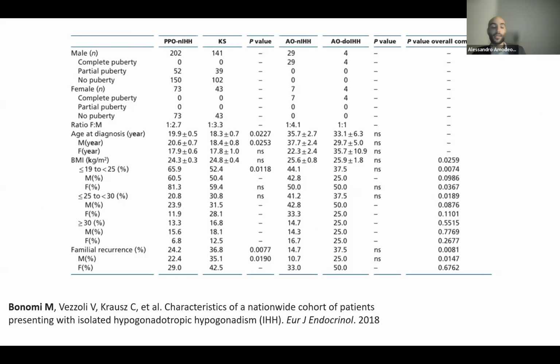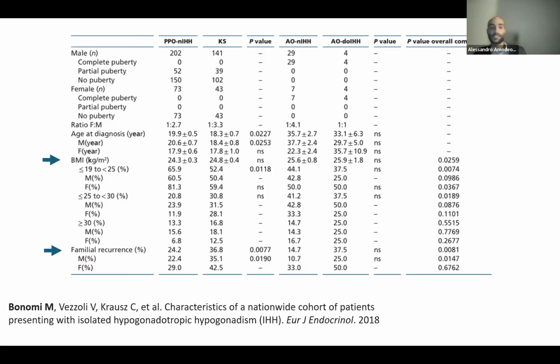This more recent work by Professor Bonomi, in whose group I have the honor of working in Milan, described the nationwide cohort of patients with isolated hypogonadotropic hypogonadism, either prepubertal onset or adult onset, and they found that there was a familial recurrence in both cases, suggesting a common inheritable genetic predisposition between these two conditions.